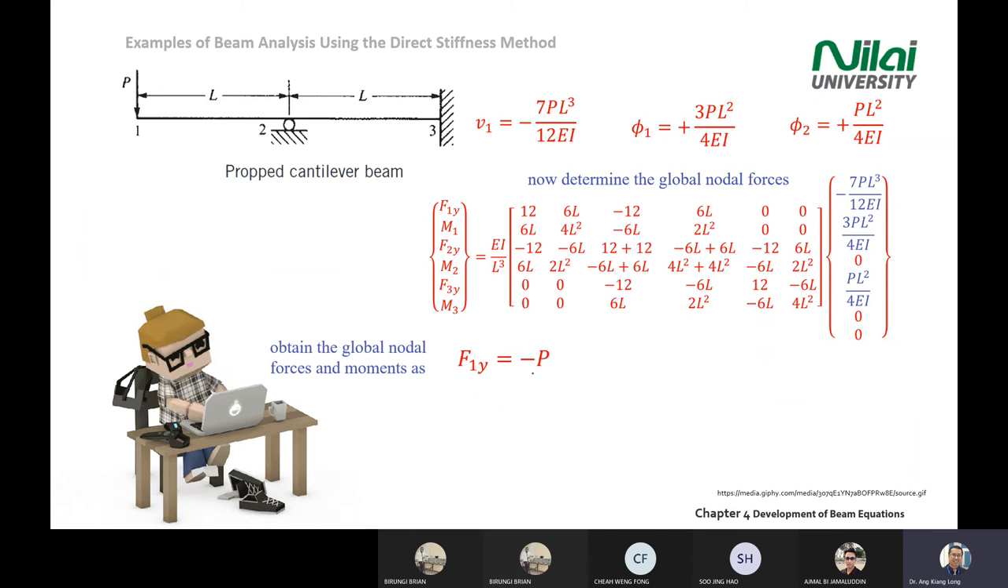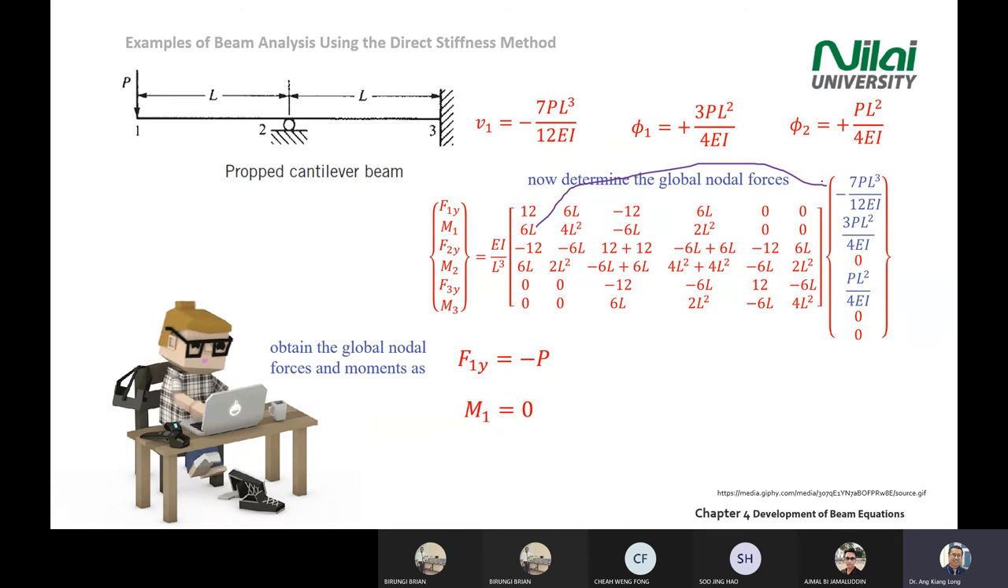You get your F1y equal to negative P. Just to prove F1y equal to negative P. If you do not get negative P, it means something is wrong in your answer. Because if you refer to the diagram, there's only one external force there. Then M1 will be zero if you do the calculation. Okay. So what does it mean? You take the whole thing.